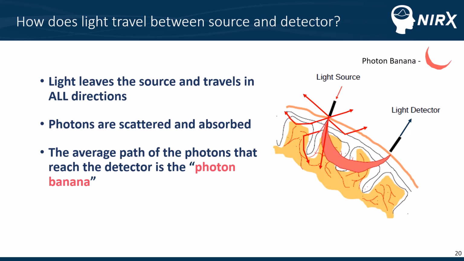So you have to send in millions and millions and millions of photons in order for any to be detected at your detector. So we don't know the exact path that these photons take, but what we can say is that for the photon that reaches a light detector, we can determine its average path. And that path is going to take the shape of the photon banana. The photon banana is the actual scientific term. It's this 3D shape that we see probing the tissue between the source and the detector.